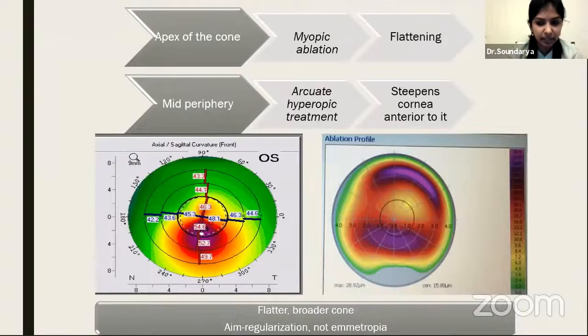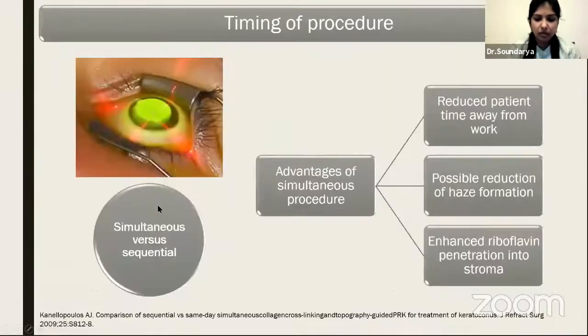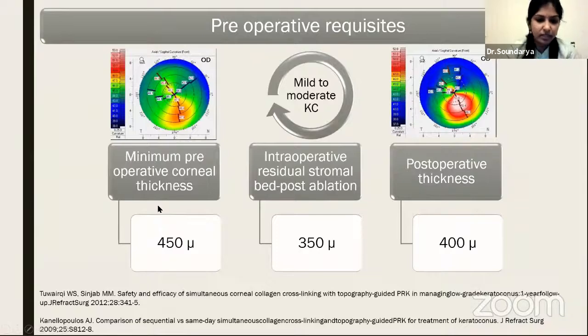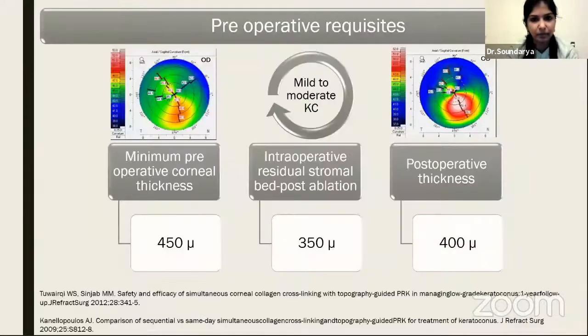The basic idea behind the treatment is to simultaneously produce two types of ablations. One is the myopic ablation at the apex of the cone, which is going to lead to a flattening, and a hyperopic arcuate ablation in the mid-periphery. So the final result is going to be a flatter and a broader cone, which is going to provide a better visual quality for the patient. The aim of topography-guided treatment in these cases is purely regularization and not emmetropia. That is something that we need to remember.